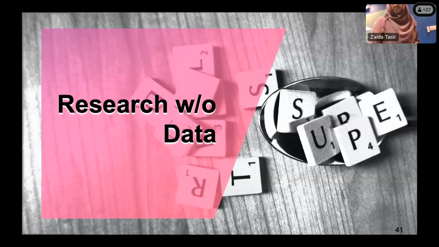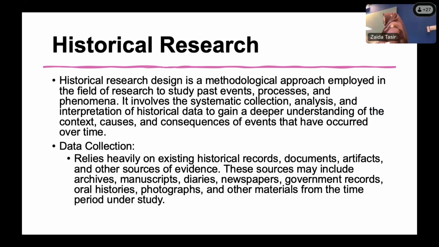So research without data, usually one type of research without data is historical research. Historical research is where you spend your time in the library working with the ancient data, from several sources. Then you start to analyze the data. Usually historical research relies heavily on existing historical records, documents, artifacts, and other sources of evidence. In Islamic studies, they use historical research.